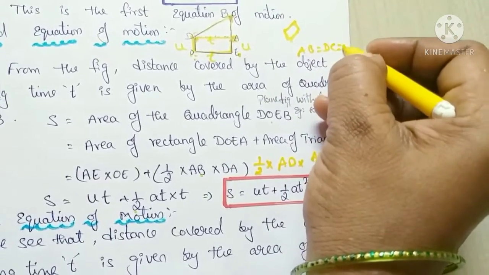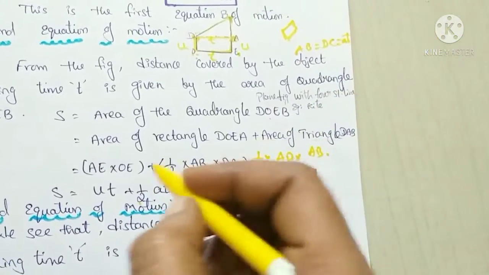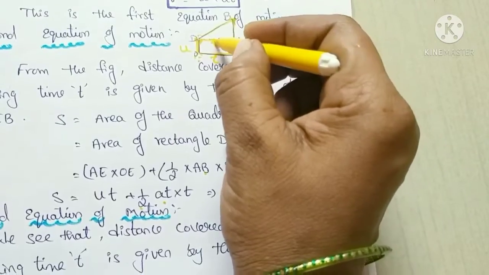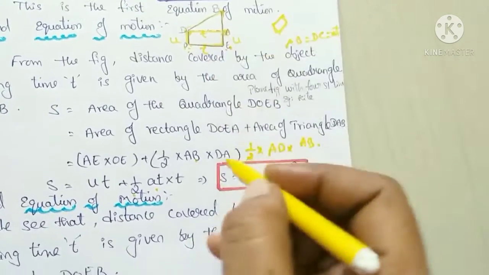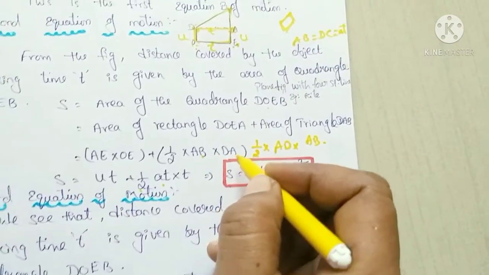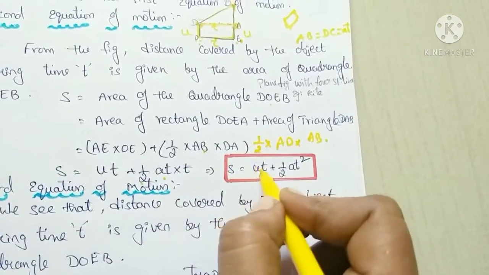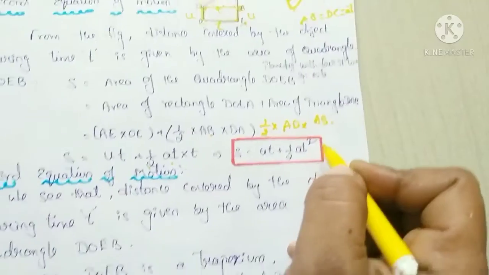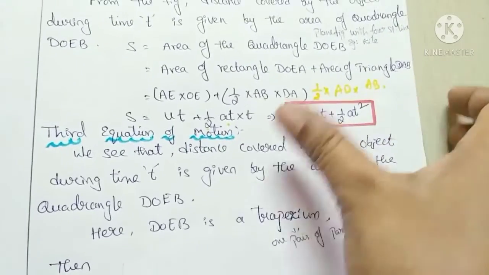In the last video we saw AB is equal to DC, which is equal to 80. So the value of AB is 80. The value of DA is the same time, so we can consider DA equal to t. So S is equal to ut plus half into a t into t square, that is, half a t square. So this is the second equation of motion.